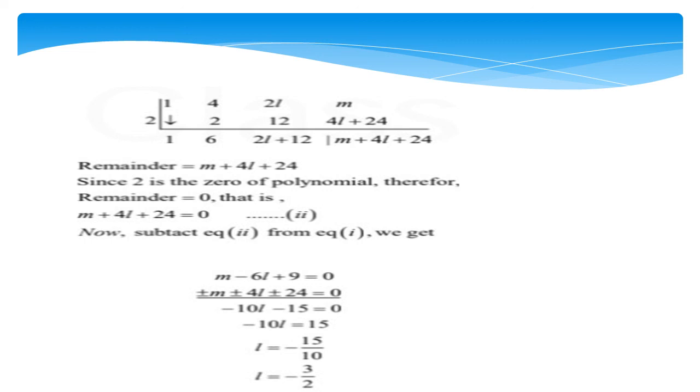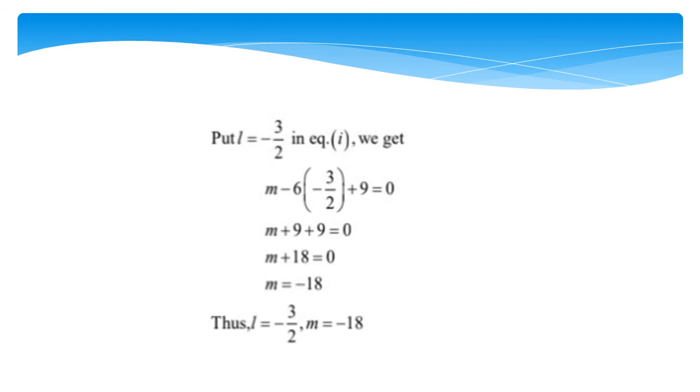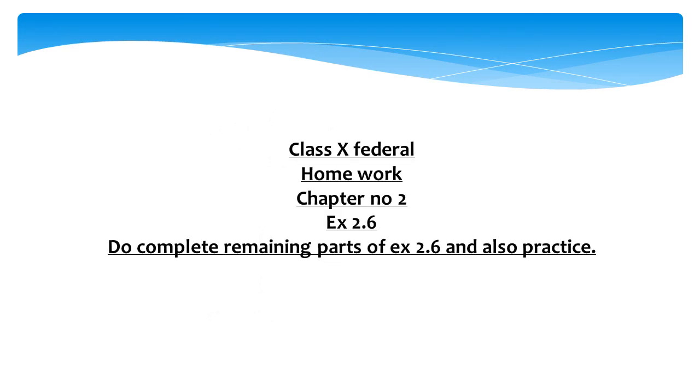Put the value in equation 1. Next put l is equal to minus 3 by 2 in the equation, then get the values. 2 times 3 is 6, 6 plus 9 is 15, and so on. Go to the right hand side and m is equal to minus 18, and thus l is equal to minus 3 by 2 and m is equal to minus 18.